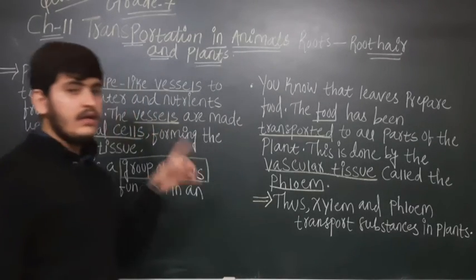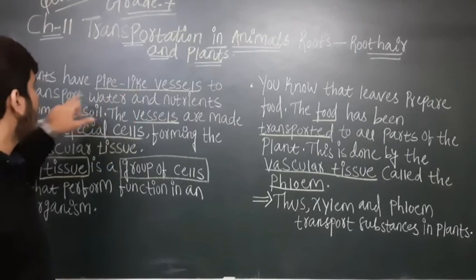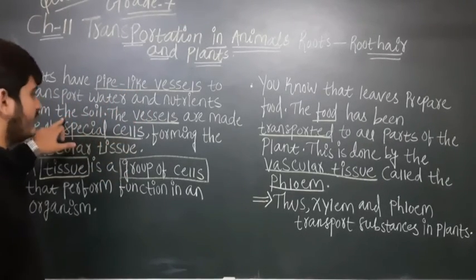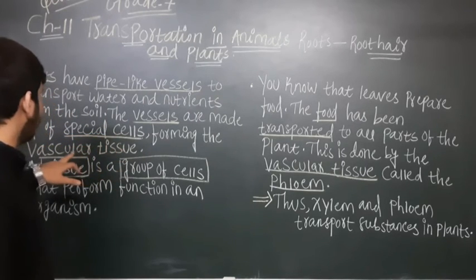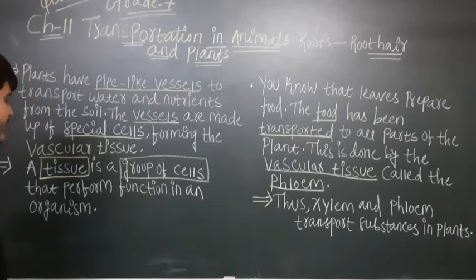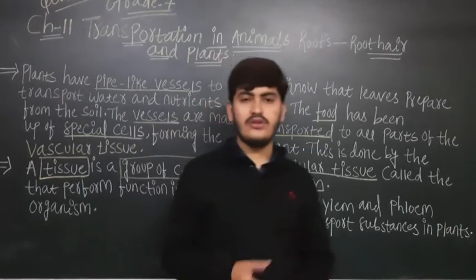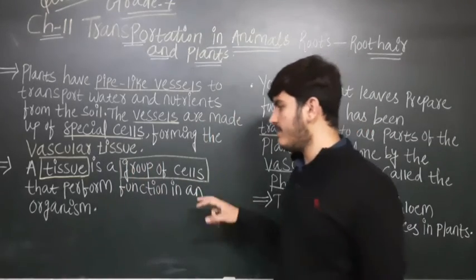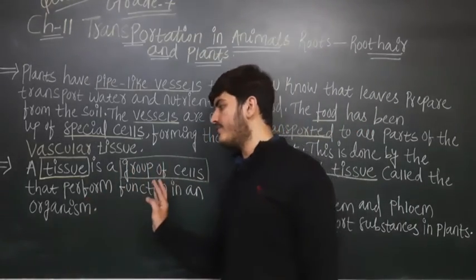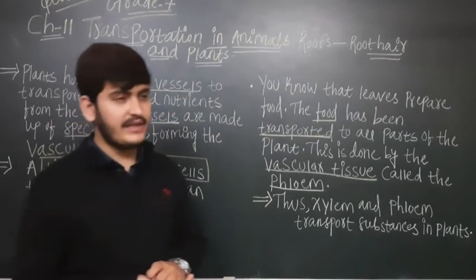the plants. Let's see again the definition: plants have pipe-like vessels to transport water and the nutrients from the soil. The vessels are made up of special cells forming the vascular tissue. Now what is tissue? How is tissue made up? A tissue is only a group of cells, about which you have learned in chapter number 10. Tissue is a group of cells. Then there are two kinds of tissue present in the plant, that is xylem and the phloem.